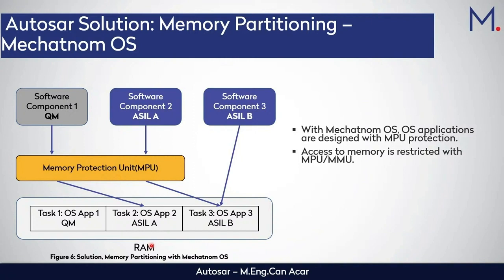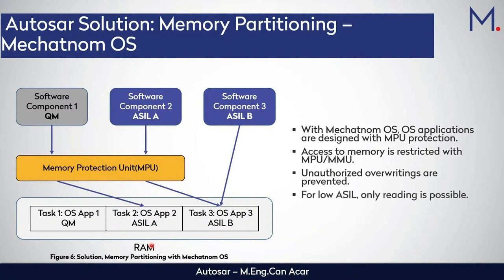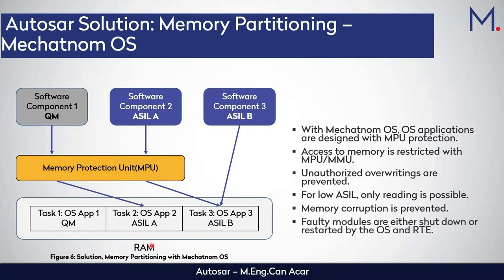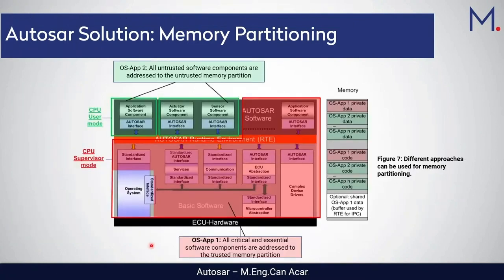So in short, a memory protection unit prevents memory corruption by restricting unauthorized writing. This means the low-level software modules can only read but not write. So that we ensure the freedom from interference.